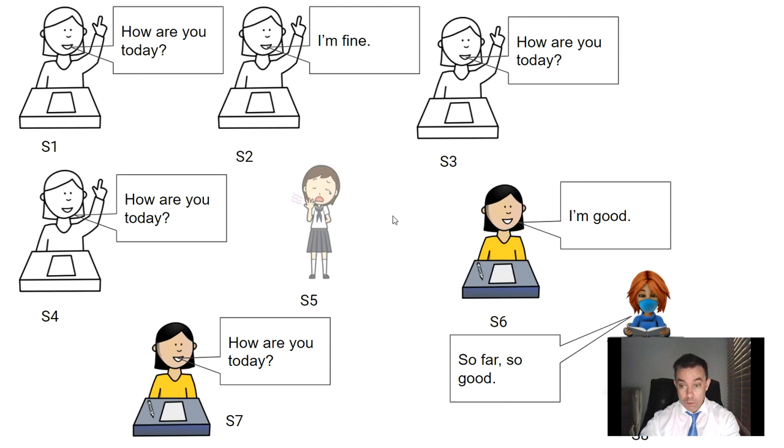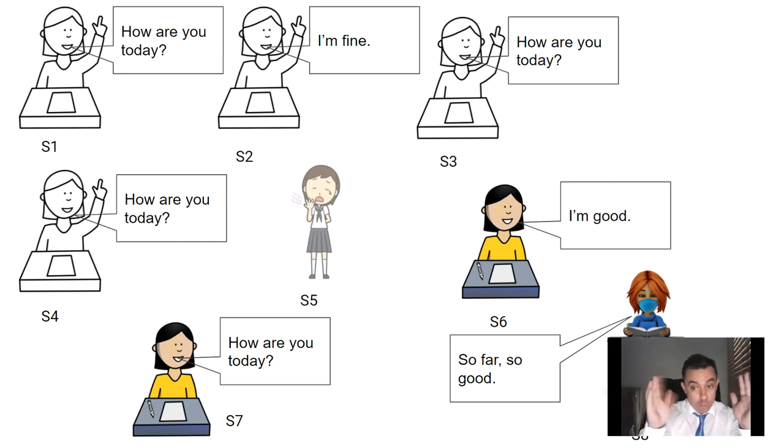Ooh, look at this. S1, I'm walking around, I'm listening. S1, how are you today? S2, I'm fine. S3, how are you today? S6, I'm good. S7, how are you today? S8, so far so good. S4, how are you today? S5 is not really talking.